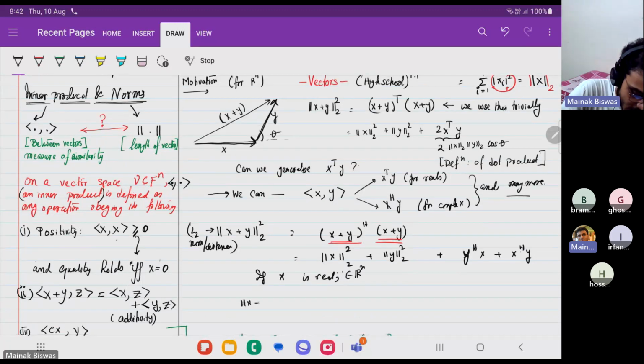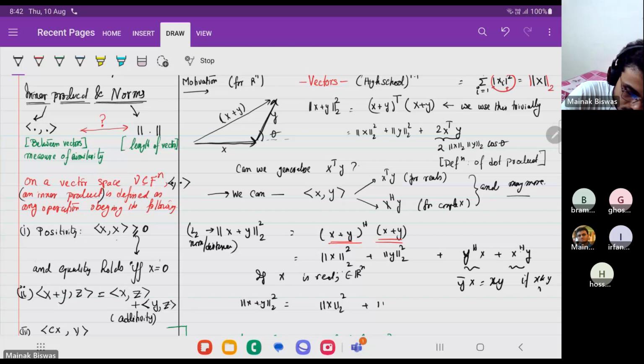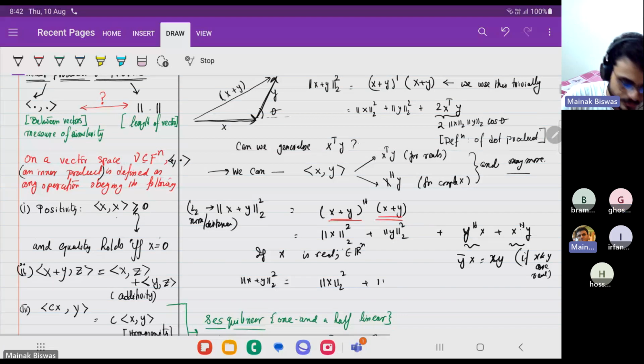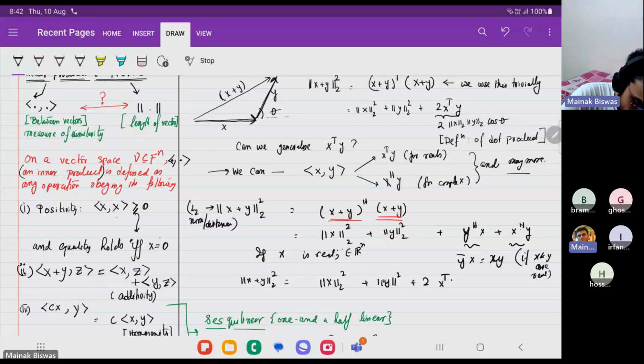Then your x plus y. So you will see all of the things that we have done, scaling and everything, will be making sense today. It would become x square plus y square, since these two will become the same, right? For real numbers, y bar x is equal to xy, right? If x and y are real, there's no meaning of conjugate. So you will have a 2x transpose y.